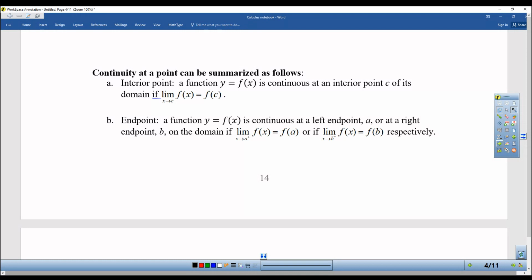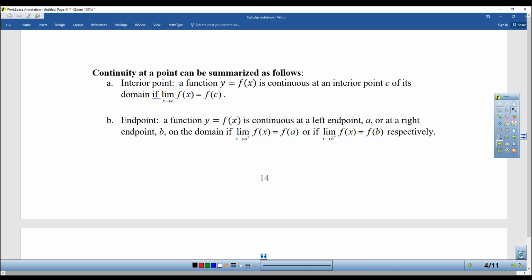Now, if you were reading this in a calculus textbook, this is the fancy way that they would say it. My job this year is going to be to write all the fancy things that your calculus book will say next year, and then give you the plain English version so that next year you're not at all overwhelmed.